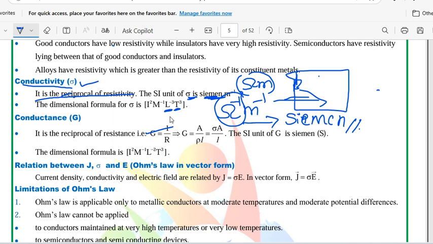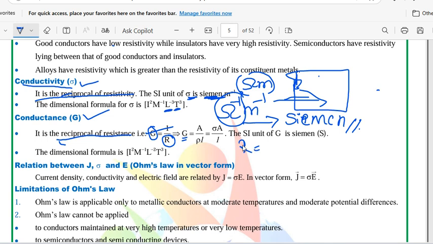Next we come to conductance. Conductance is nothing but the reciprocal of resistance. I have discussed what is resistance and what is resistivity or specific resistance. The reciprocal of resistance is called conductance. It is denoted by the letter G. So G is equal to 1 divided by R, which is the reciprocal of the resistance, and the resistance is given by rho into L divided by A.